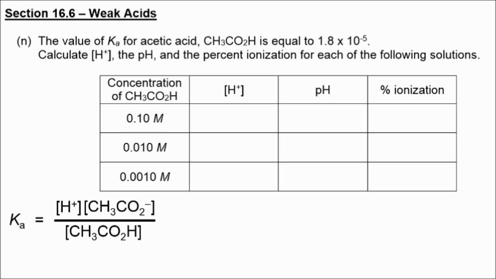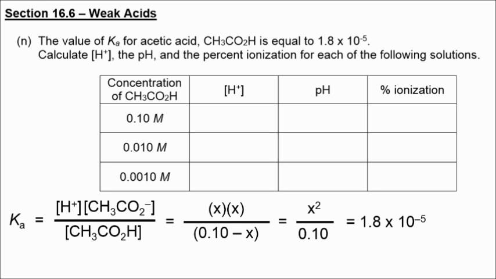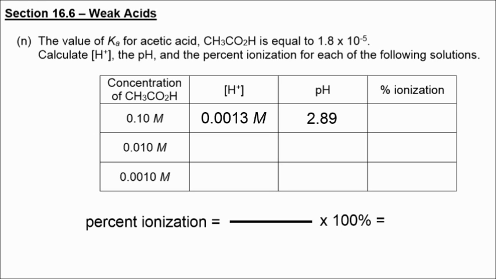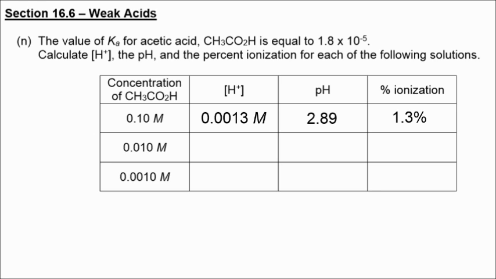Our first example is 0.1 moles per liter. So we have our simplifying assumption that we have x times x over 0.1, and that's equal to the Ka value. We solve for x, and we get 0.0013 moles per liter. Take the negative log of that, and that will give us the pH, which works out to be 2.89. Now let's calculate the percent ionization: 0.0013 divided by 0.10 times 100. Our percent ionization is 1.3%. Let's do similar calculations for the other two solutions, and again, watch what happens to our percent ionization.